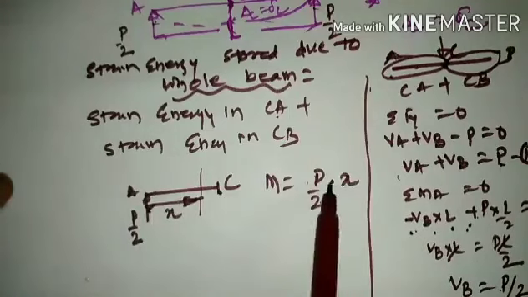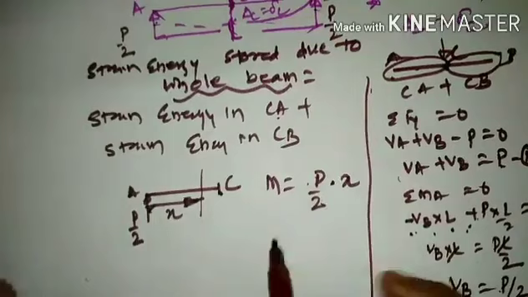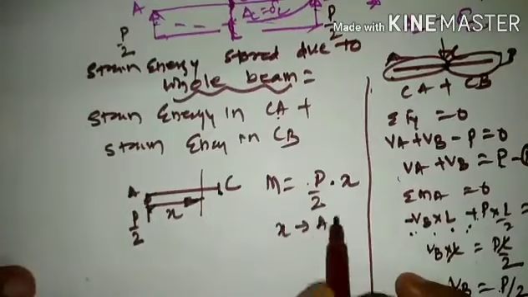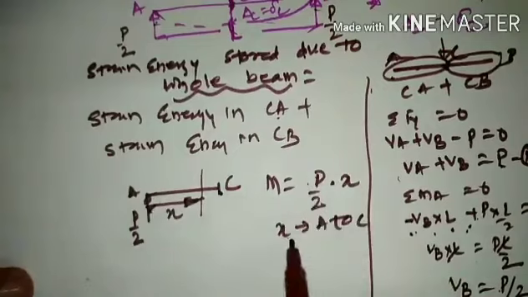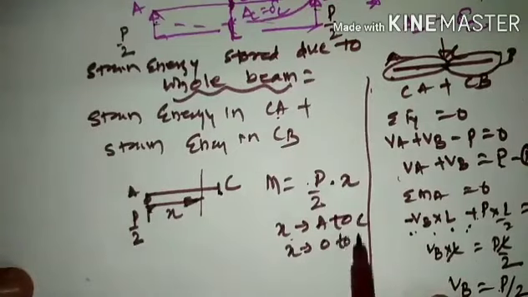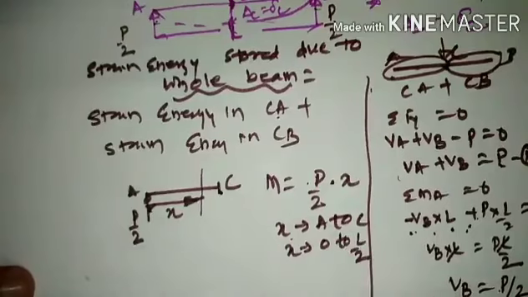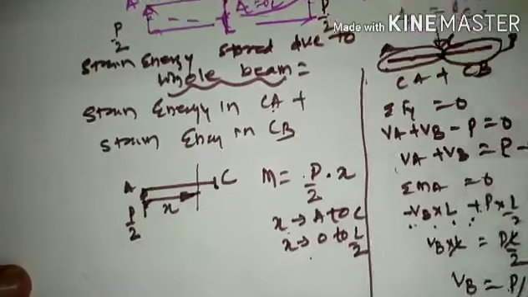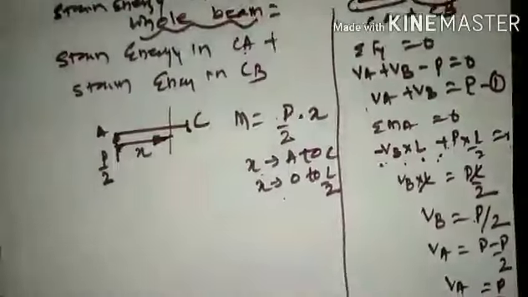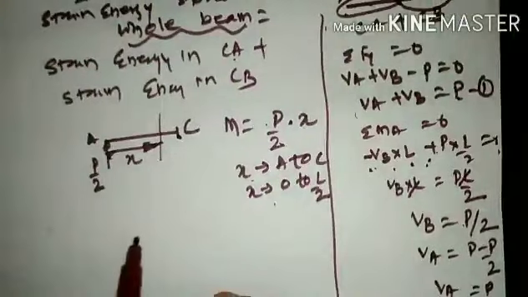Now what will be the value of X? The value of X will vary from A to C. When X is at A, the X value is 0. When it reaches C, the X value is L by 2. So the limits of integration that we are going to consider will be 0 to L by 2. The same condition we are going to adopt for the right hand side part of the section.